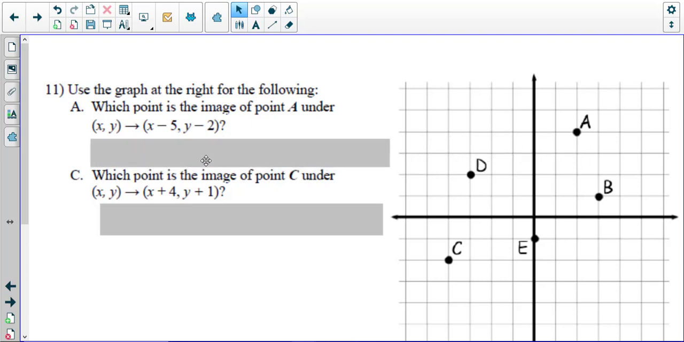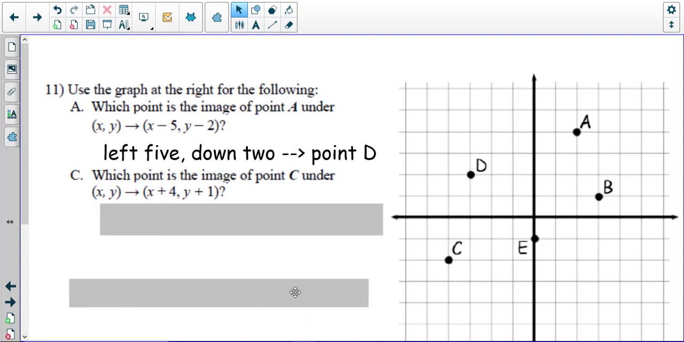I'm going to have to cover that back up. So point A, left 5, 1, 2, 3, 4, 5. Down 2 is going to bring us to point D. So point D is the image after that translation.